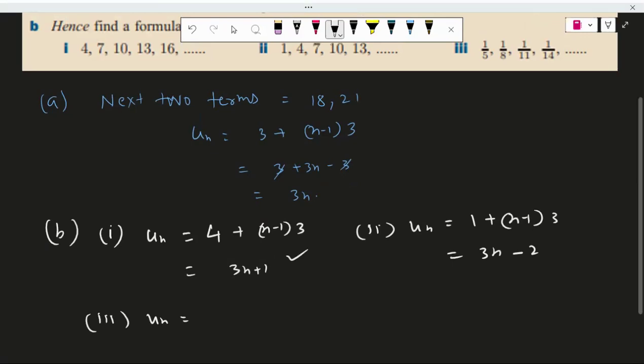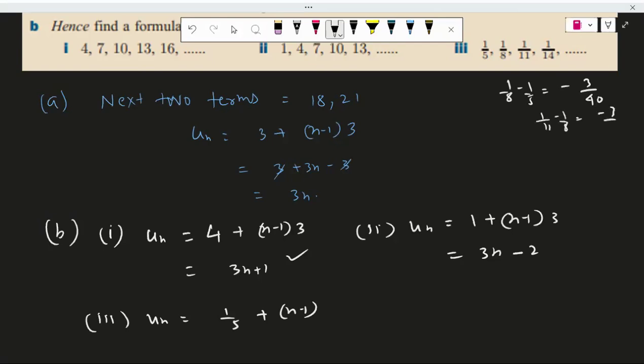It is 1 over 5 plus n minus 1. And what is the common difference? 1 over 8 minus 1 over 5 is minus 3 over 40. And 1 over 11 minus 1 over 8 is minus 3 over 88. Okay. So this is not an AP.